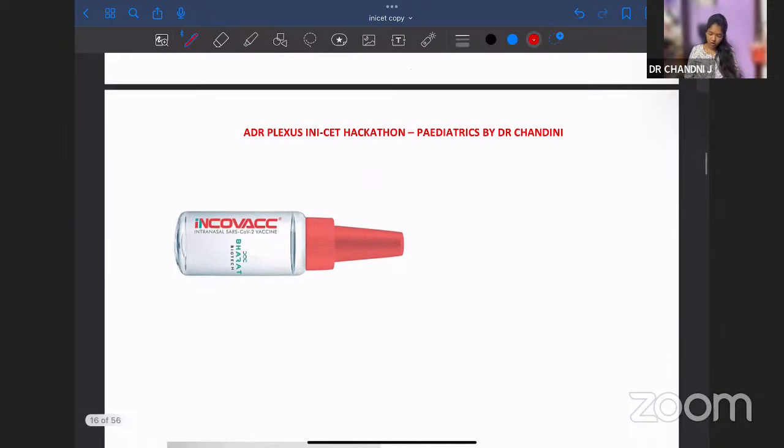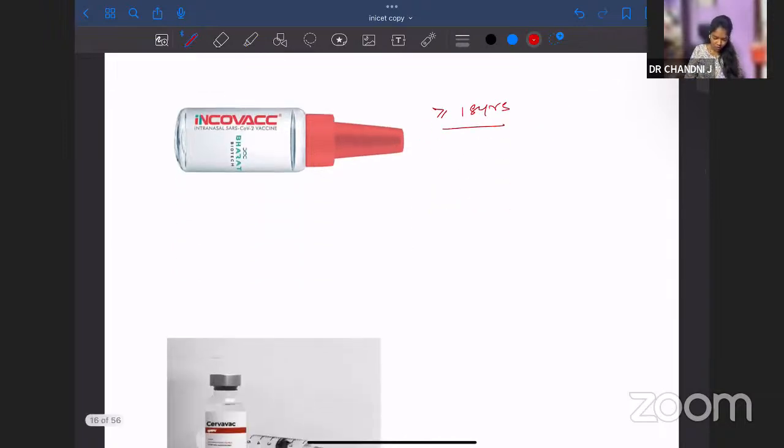Fine. What is this? Incovac. Incovac is the first indigenous intranasal COVID vaccine in the world that has been approved, which is indigenous to India. Okay. Intranasal COVID vaccine, name is Incovac, produced by Bharat Biotech. So, this is approved for use in more than 18 years. For more than 12 years, we are giving 2 vaccines. One is Covaxin and the other Corbivax. These 2 are approved in children.